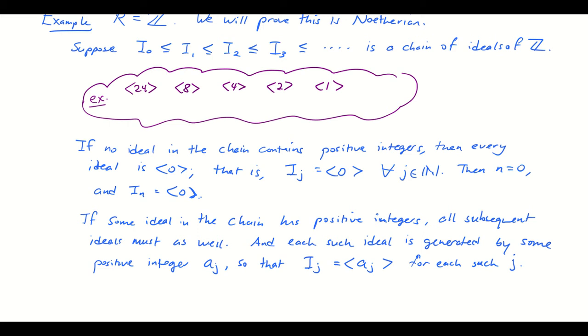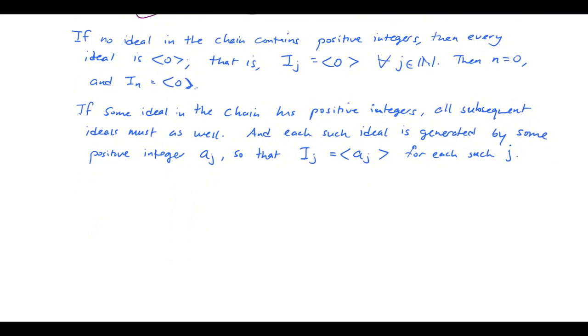Okay, so after a certain point, every ideal in the chain is generated by some positive integer, and we're going to index those. We're going to call those a sub j. But now they're positive integers, and there's a non-empty collection of them. That means that by well ordering, we can let n be a natural number such that a sub n is the smallest of the a sub j's.